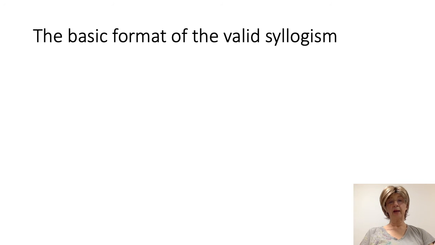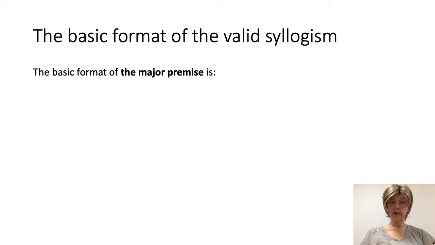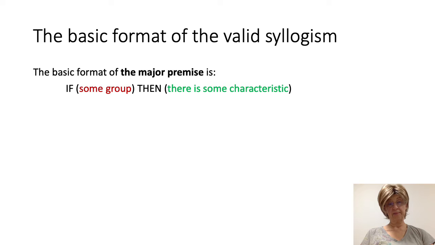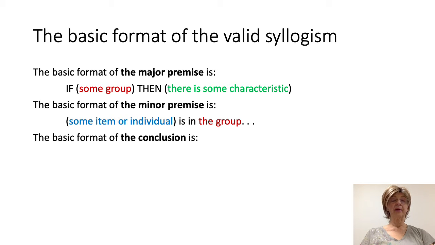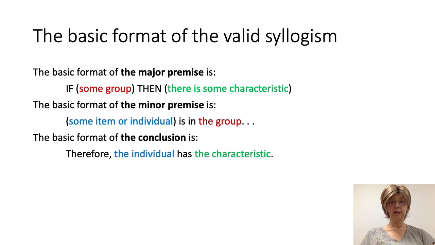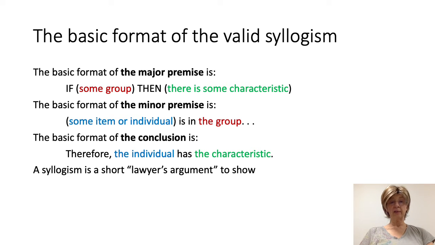The basic format of the valid syllogism. The basic format of the major premise is, if some group, then there is some characteristic. The basic format of the minor premise is, some item or individual is in the group. The basic format of the conclusion is, therefore, the individual has the characteristic. A syllogism is a short lawyer's argument to show that an individual has a characteristic.